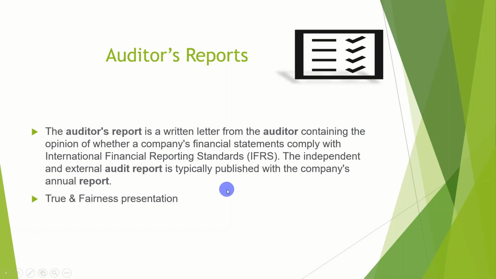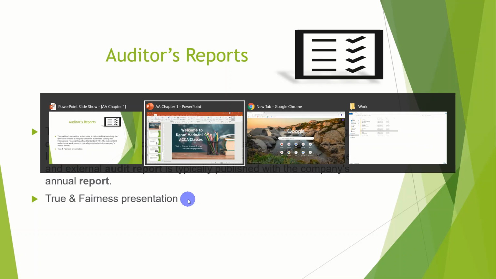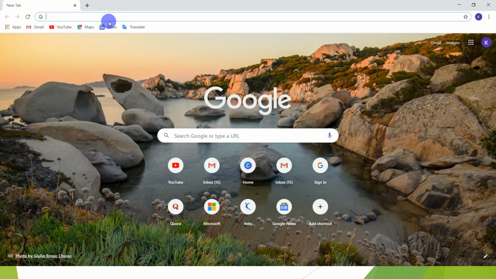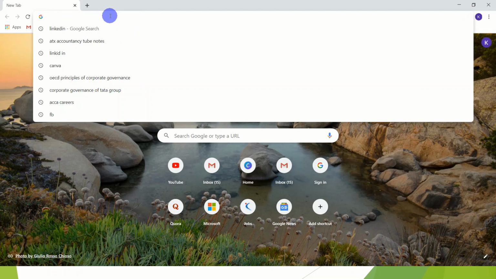This is our report. If you are assigned some project and you complete it, you give some report. This is just like that. You are giving the auditor's report to the management. This is a true and fair presentation. I will show you one auditor's report of Tata Motors, so you will get the idea of how an independent audit report looks.